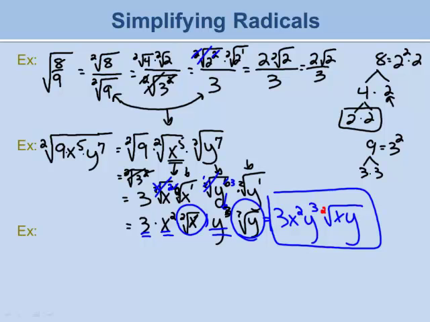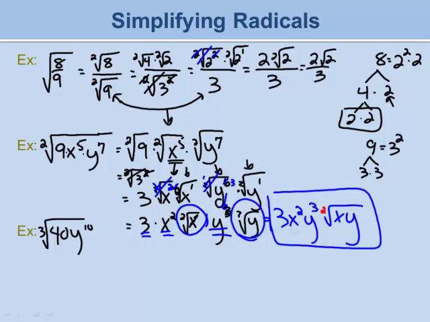Okay. Let's look at this problem then. Let's look at the cube root of 40y to the 10th.